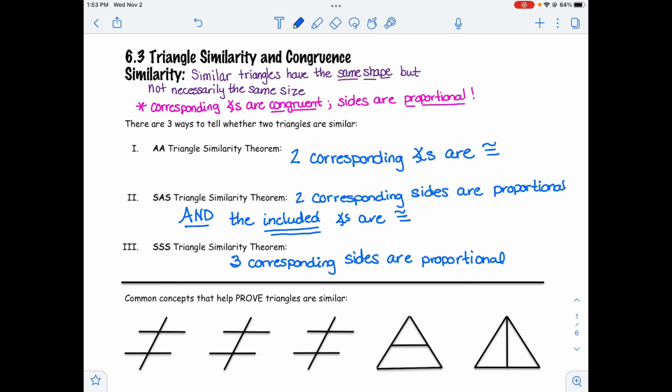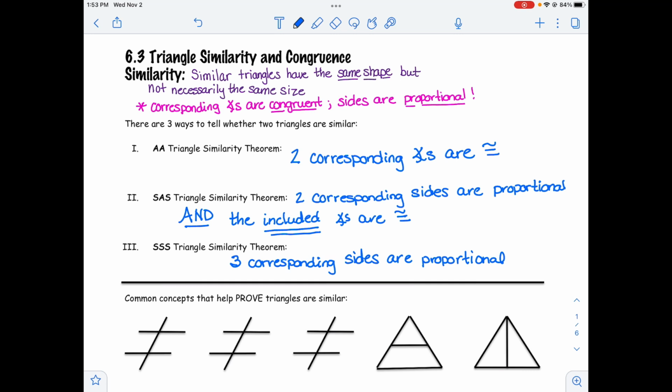Obviously, if 2 angles are congruent, then the other one is going to be congruent, because we know that a triangle only has 180 degrees. So therefore they are similar triangles. You have the SAS, where 2 corresponding sides are proportional and the included angle between them is also congruent. Then you have the SSS triangle similarity, where all the sides are proportional.